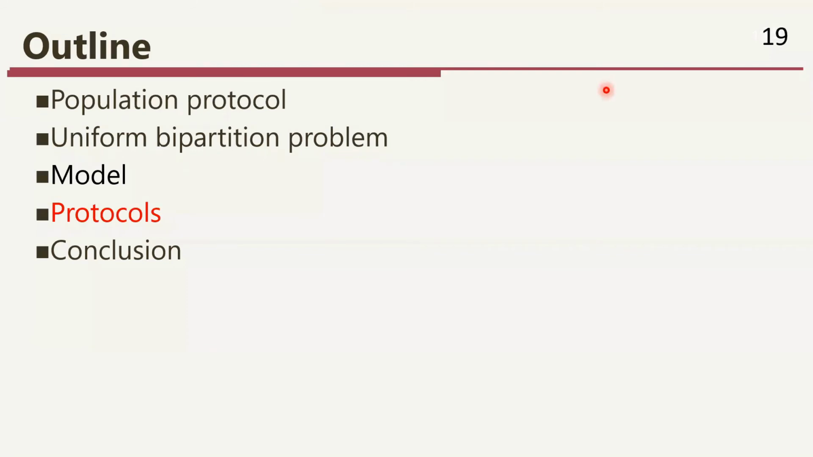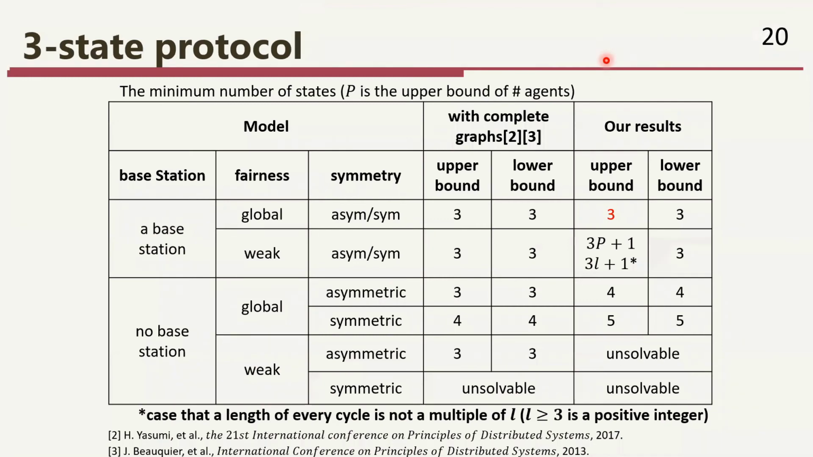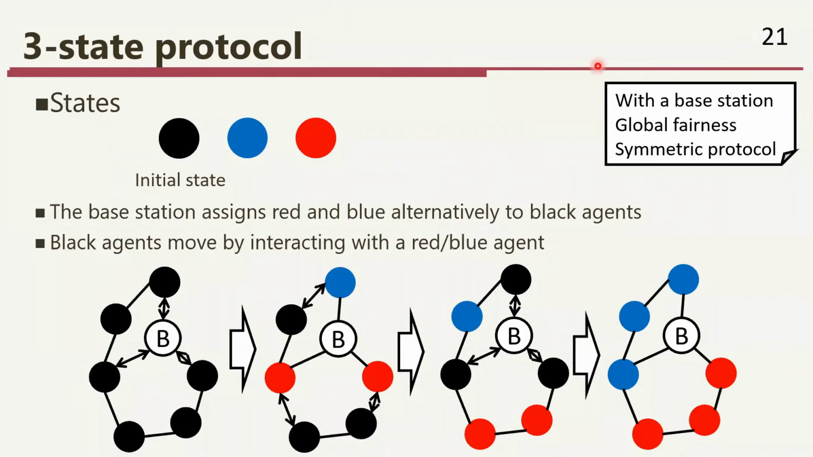Next, I explain some proposed protocols. First, I explain a 3-state protocol with a base station under global fairness. The states are described like this.